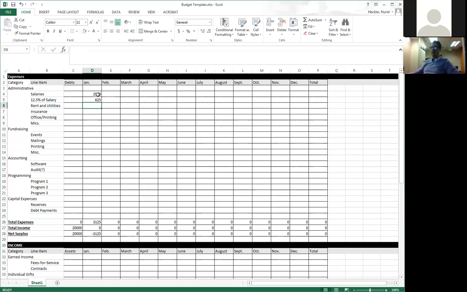So that'll be your expense per person that you employ: your salary plus these necessary benefits, plus rent and utilities, and insurance that you're required to have. You should do some thinking about how much insurance is going to cost. It's quite a lot. Then office and printing, and miscellaneous expenses.